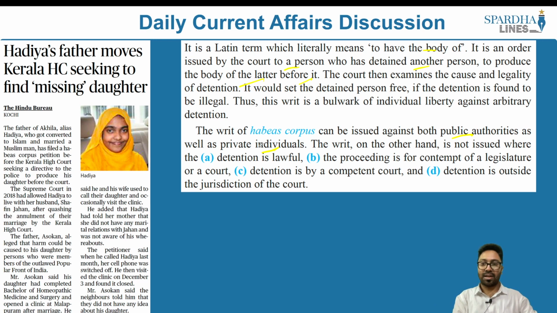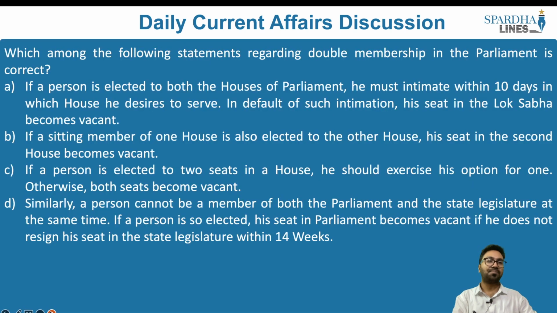The writ, on the other hand, is not issued where the detention is lawful, the proceedings are for contempt, the detention is by a competent court, or the detention is outside the jurisdiction of the court. These are some of the important parameters with respect to the writ of habeas corpus. Now let's look into the next practice question and the article.